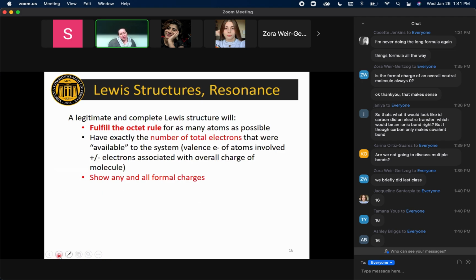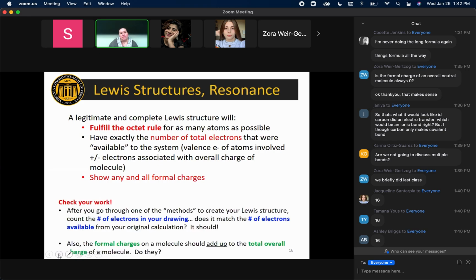Okay, so one more thing I want to mention here about legitimate and complete Lewis structures is that you have built-in ways to check your own work. Here's a couple of hints. After you go through one of the methods to create your Lewis structure and you have your total number of electrons, count up the total number of electrons you've drawn into your molecule and make sure that it matches the number of electrons that you expected from your original calculation.